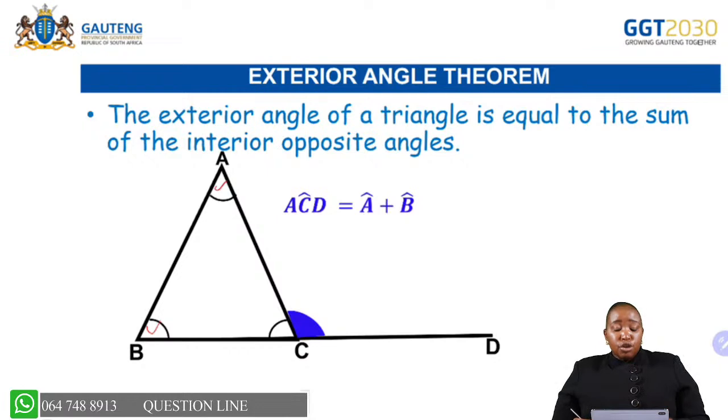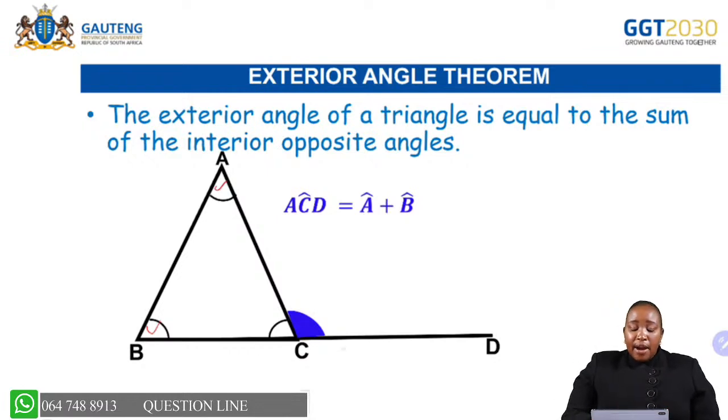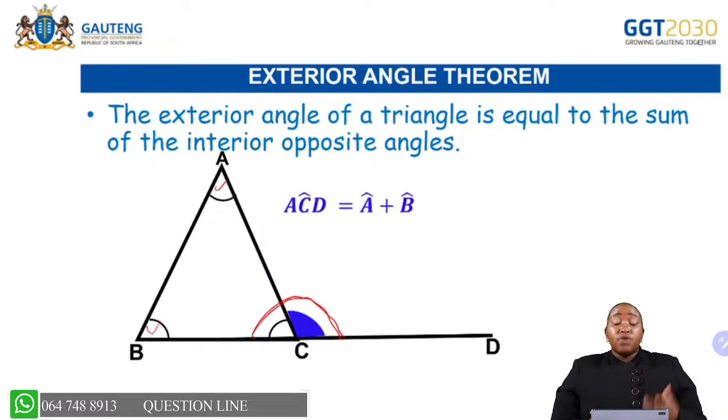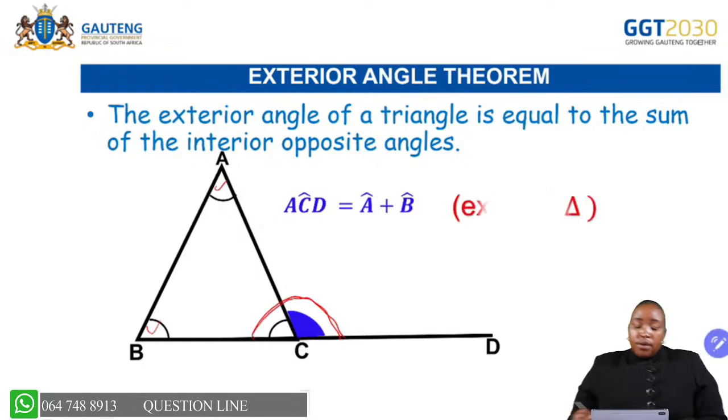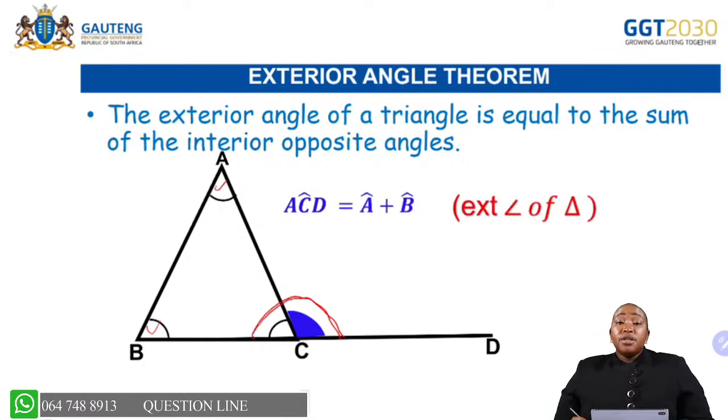So you need to look for that. And for your exterior angle of a triangle, you need to be careful and make sure that it forms a straight angle on your triangle. It must form a straight angle there, and then you know that it's an exterior angle of the triangle. And that's the reason you use: exterior angle of a triangle.